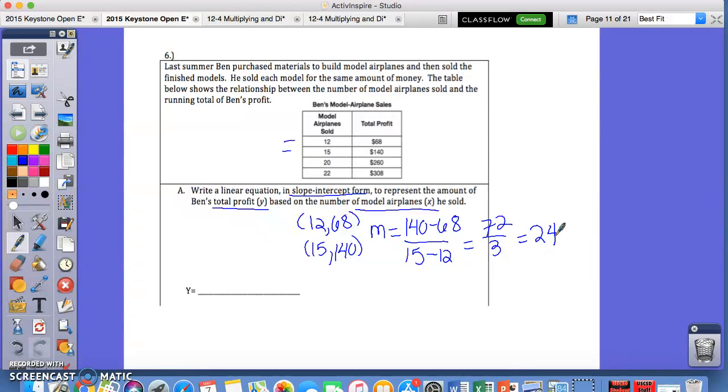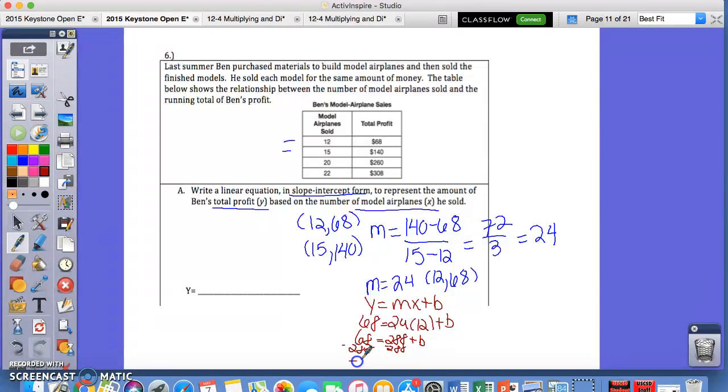So now we have to find our y-intercept. So m, we know, is 24, and I use the ordered pair (12, 68). So using y equals mx plus b, I did 68 equals 24 times 12 plus b. So 68 equals 288 plus b. Subtract your 288, and you get negative 220 equals b. So your equation is y equals 24x minus 220.